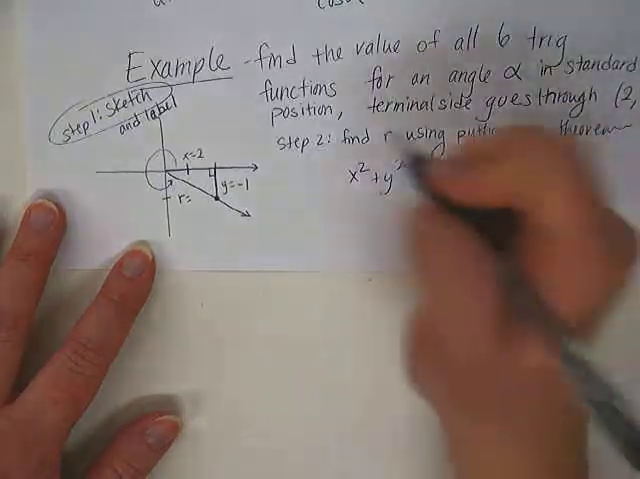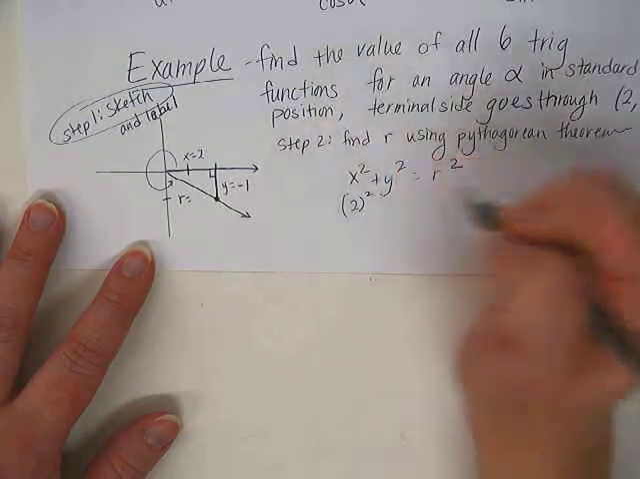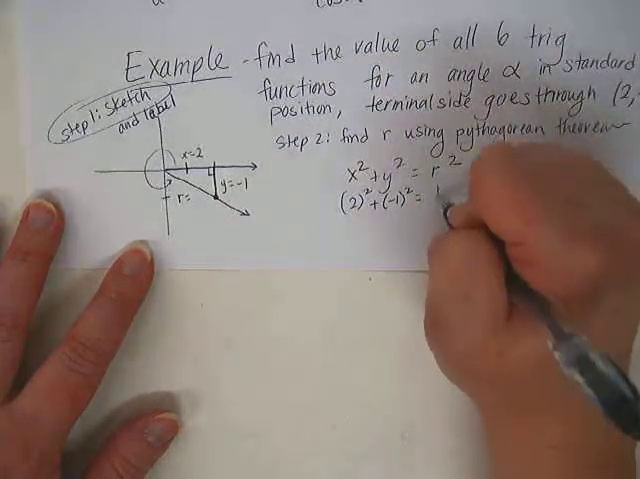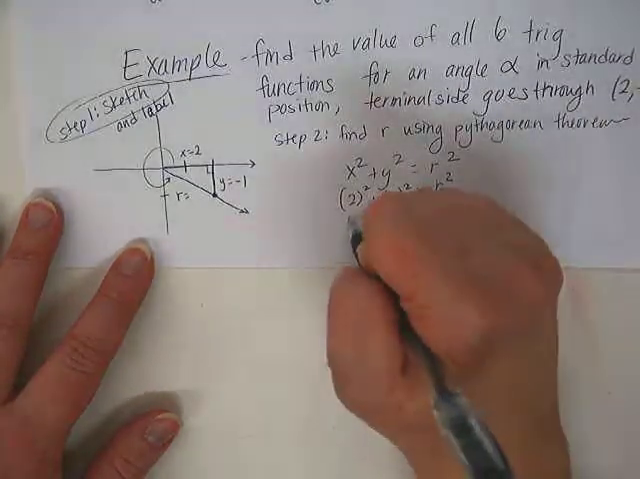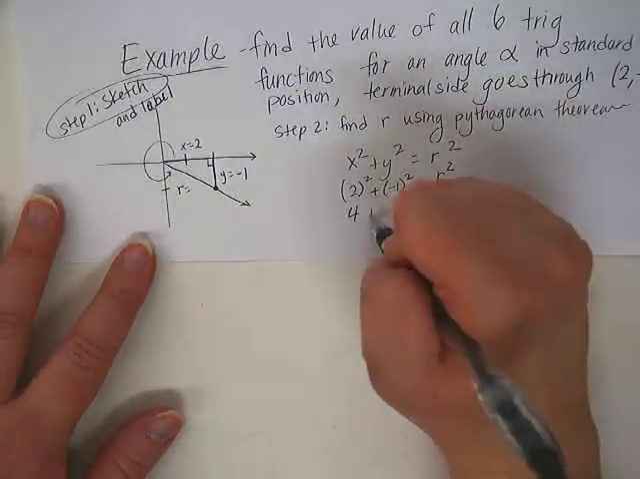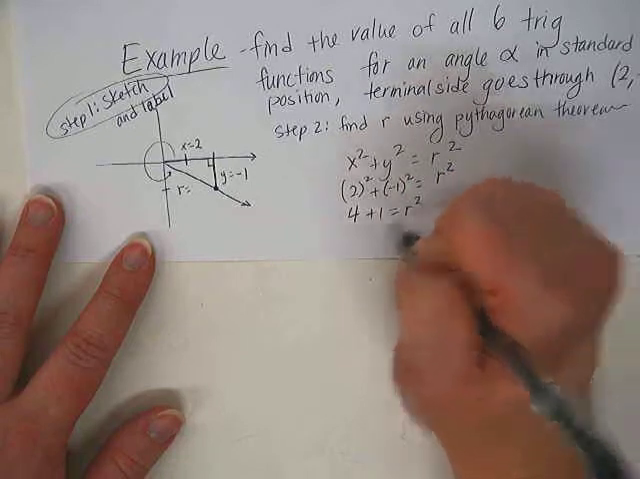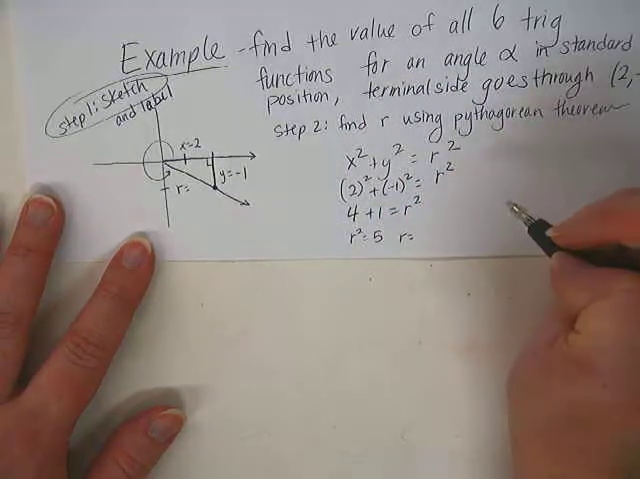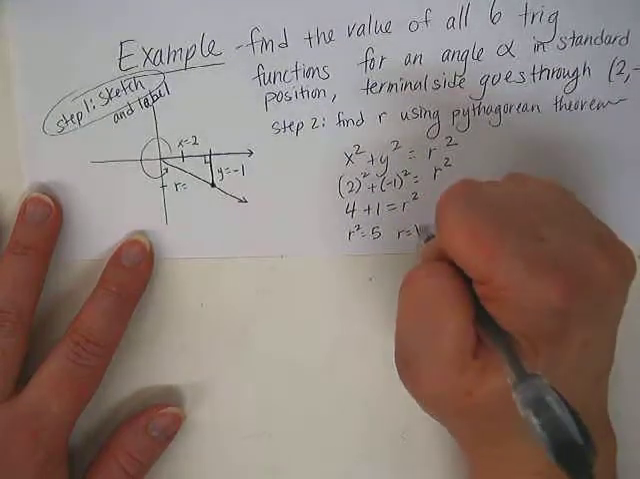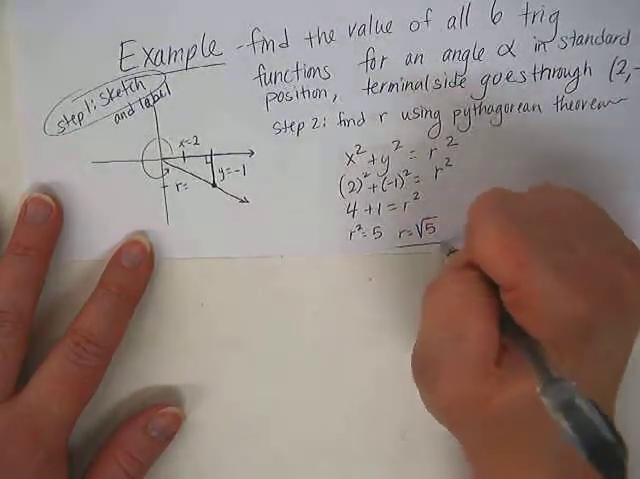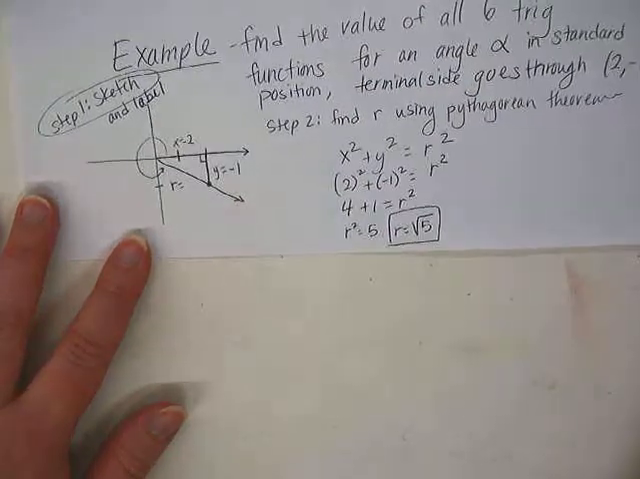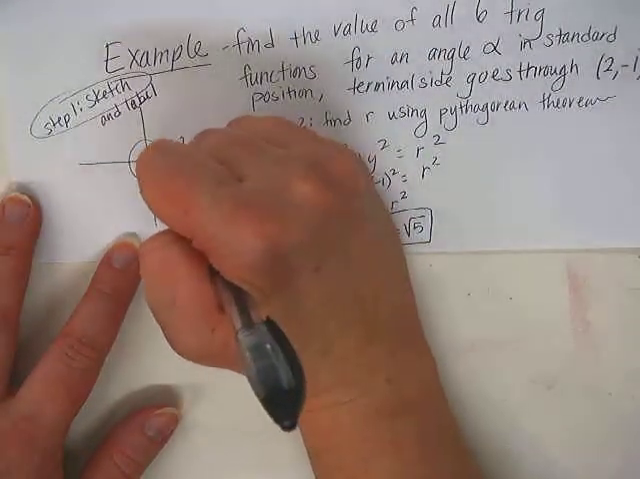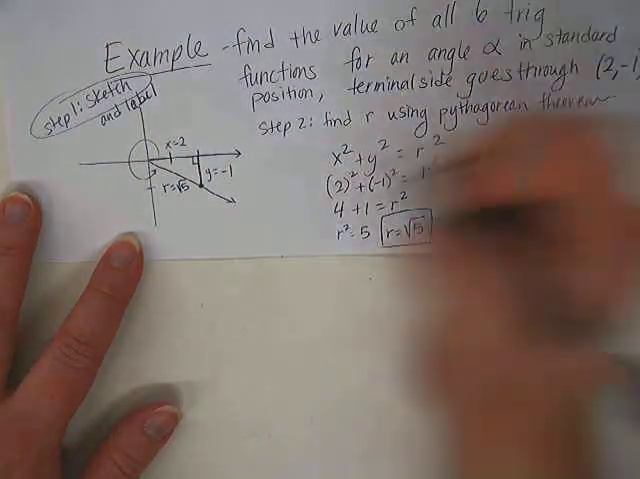Okay, so we'll have x squared plus y squared equals r squared, basically. So x is 2 squared, and y is -1 squared, and we're finding r squared. That gives us 4 plus 1 equals r squared, so r squared equals 5. So what is r? Square root of 5. Did I go too fast?